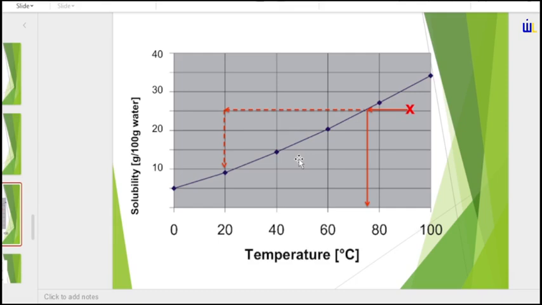Yes, I'm asking. Someone asked me to come again. Supersaturated. It's supersaturated. Why is it supersaturated? Because it is more. Yes, so that's basically it.